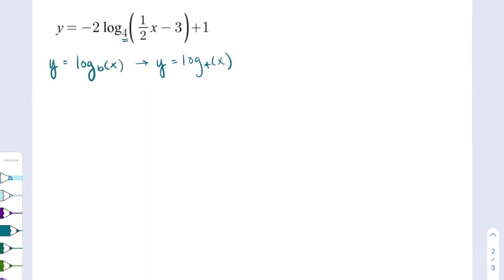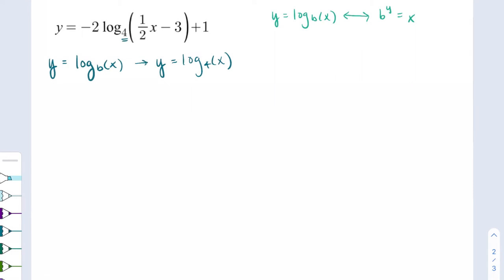Now what we need to do is use our property that allows us to switch between exponential and logarithmic functions to be able to actually graph this, right? To have inputs and outputs. So we've got y equals log base b of x. We know that that is equivalent to b to the y equals x, right?